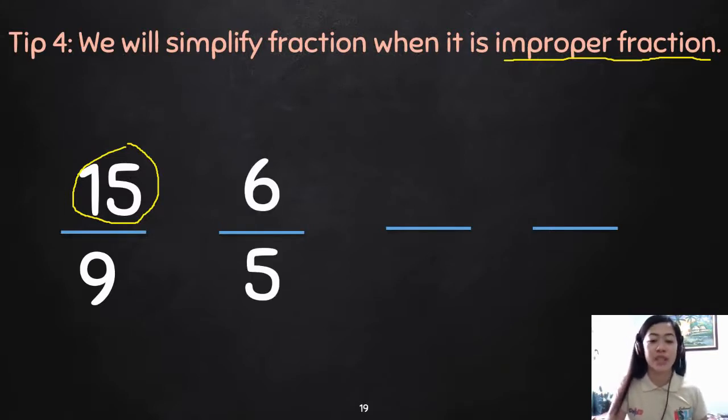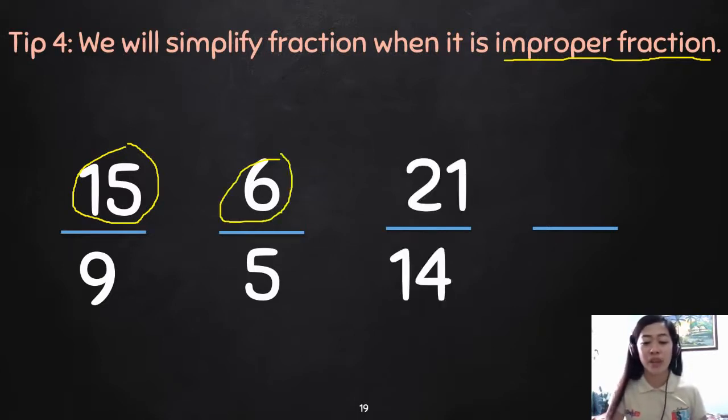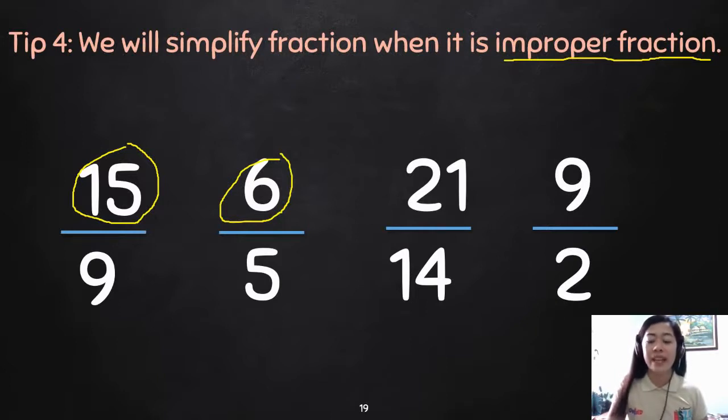Another example is 6/5. So mas mataas si 6 kaysa kay 5. And we have also 21/14 and 9/2. So these are examples of improper fractions. At kapag improper fractions, we have to simplify into lowest terms. So these are the tips kung paano madaling malalaman kung ang fraction ay kailangan i-simplify into lowest terms.